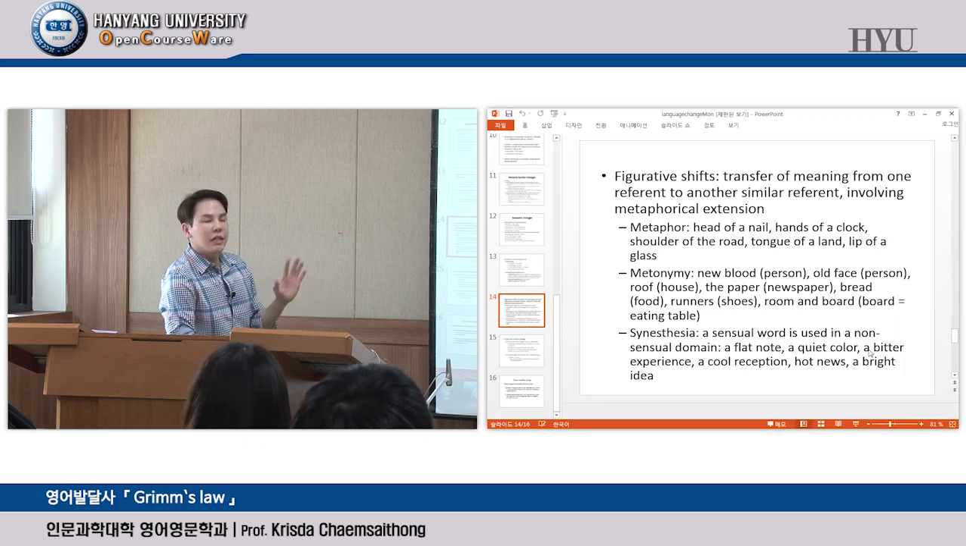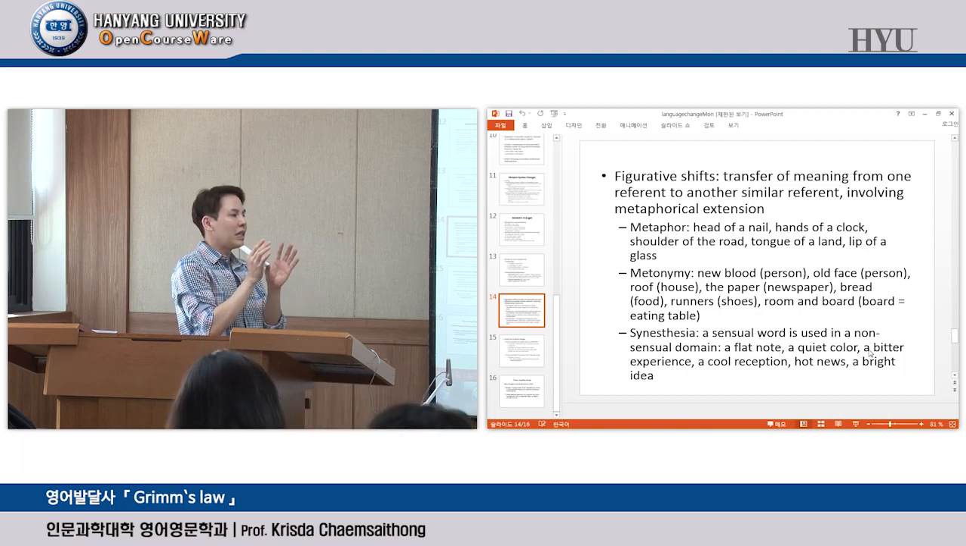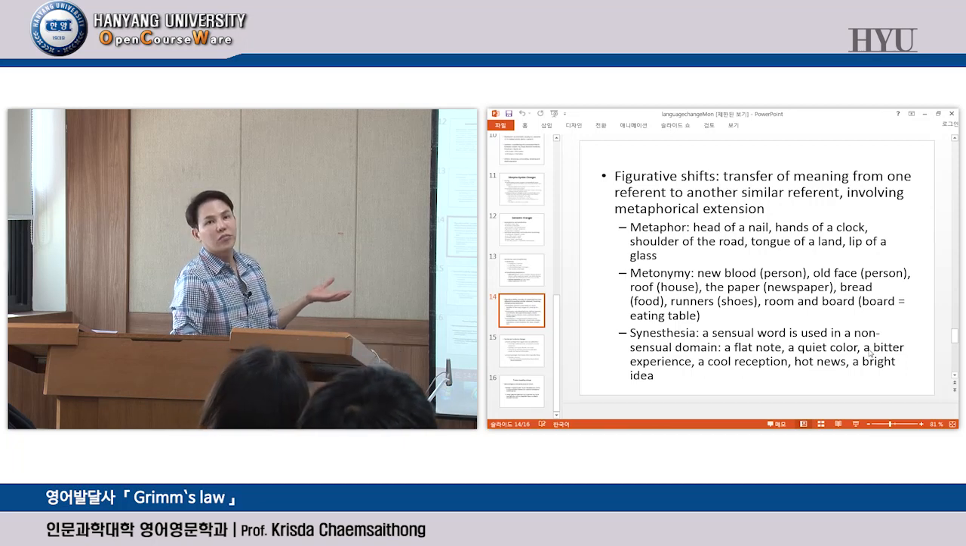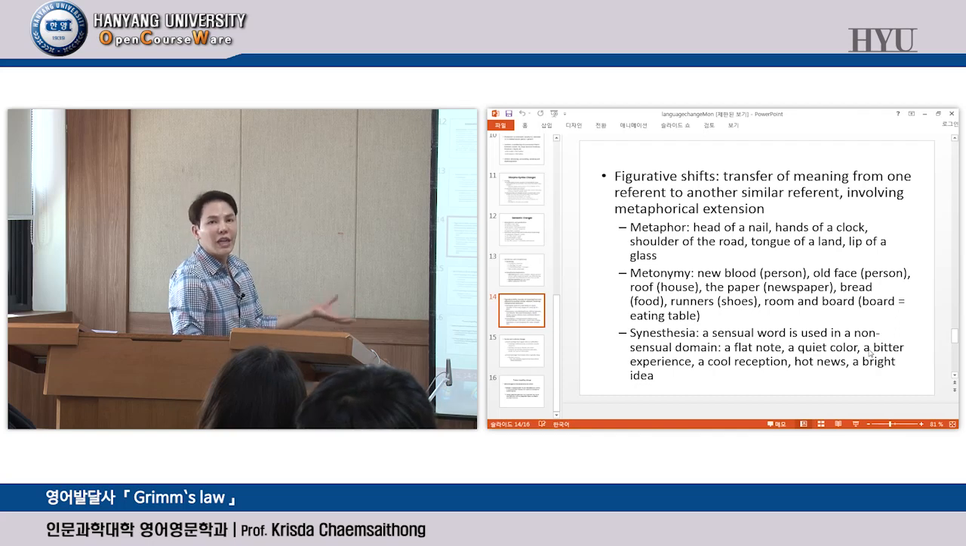a flat note. Typically when we use a flat note, we talk about boring things. Doesn't have to be in the sense of sounding only, right? Or a quiet color, right? How can color be quiet, right? So this is the sense of hearing, right? But a quiet color is like boring color, simple, plain color, like that. Not shocking colors, right? Not pink, like that. Not bright green. So dull colors, like that.